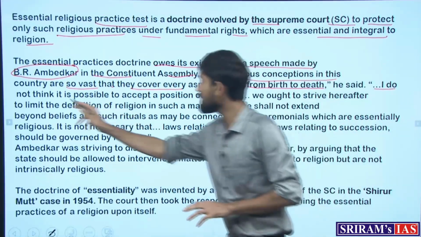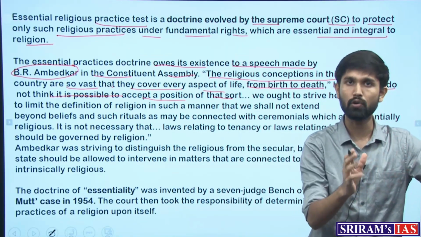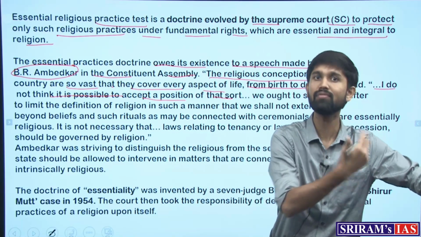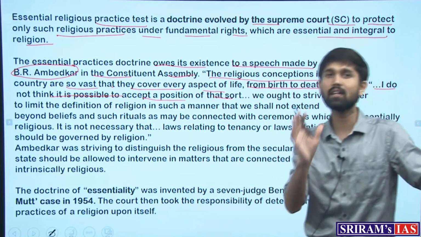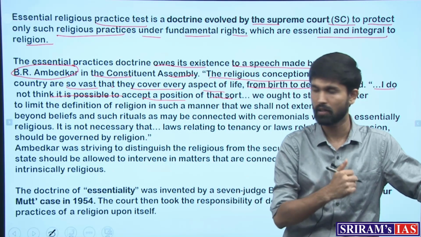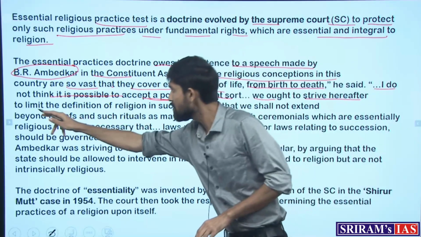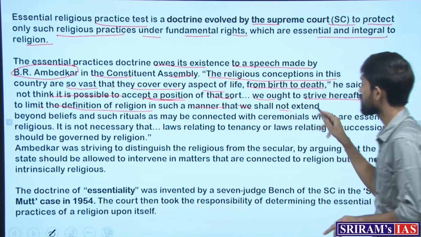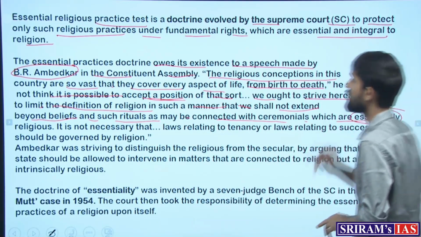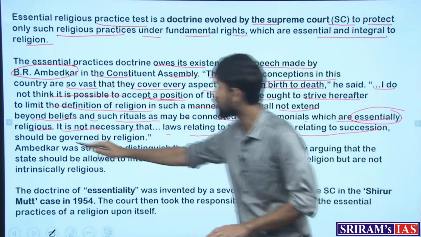He said, I do not think it is possible to accept a position of that sort. So this obviously means that leaving everything for religion to control is not a very favorable thing to do in a society which wants to regulate itself from a rule of law perspective and not a religious perspective. So he saw that since religion is regulating more or less every aspect of individual life, it cannot be let to regulate every aspect. So he said that such a position cannot be accepted, and we ought to strive hereafter to limit the definition of religion in such a manner that we shall not extend beyond beliefs and such rituals as may be connected with ceremonials which are essentially religious. It is not necessary that laws relating to tenancy or laws relating to succession should be governed by religion.